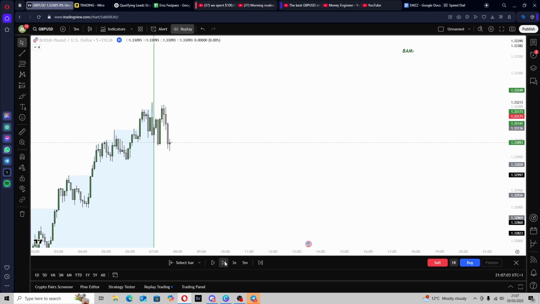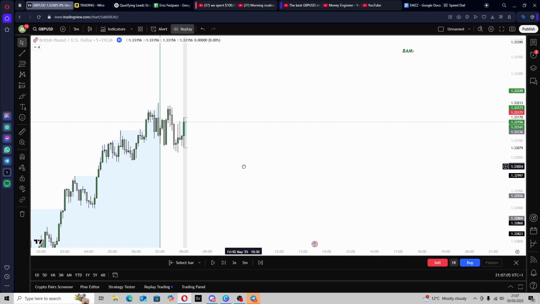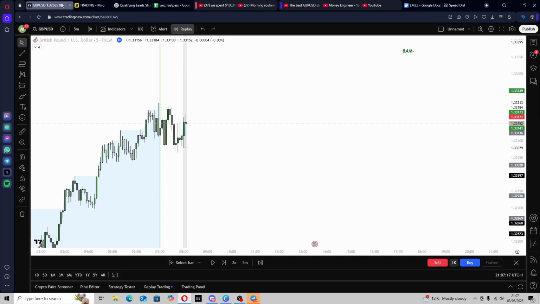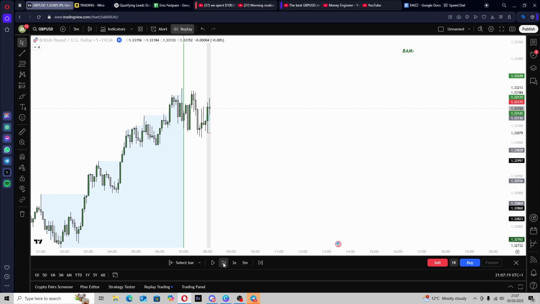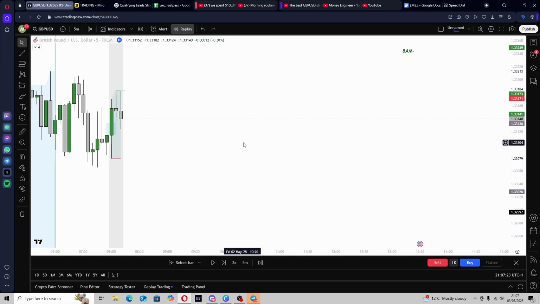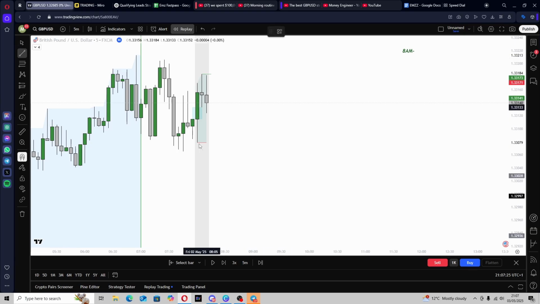So we're going to just wait until we play price forward, right? We're going to play price forward until it gets to 8 a.m. right here. And there we go. So once we get to our time, what we need to look for now is the market structure shift. To increase the win rate of the strategy, you need to wait for an engulfing candlestick to take out recent price action, and then you can look for the fair value gap. So what we're going to be doing now is playing price forward, and you can see it even marks out our fractional lows right here. You can see the orange area, and you can see the gray area right here starting because it's the 8 a.m. time, right?